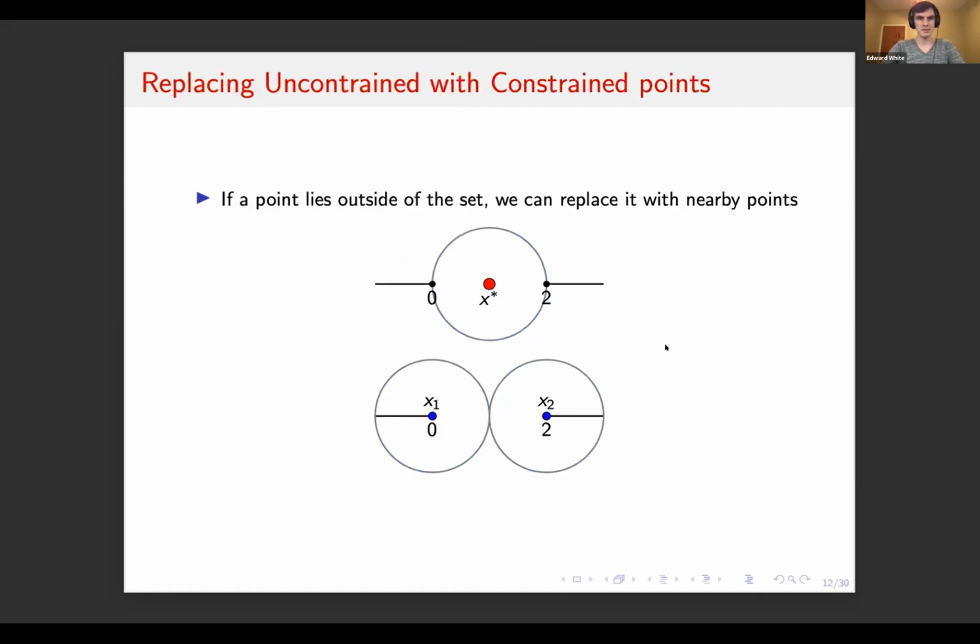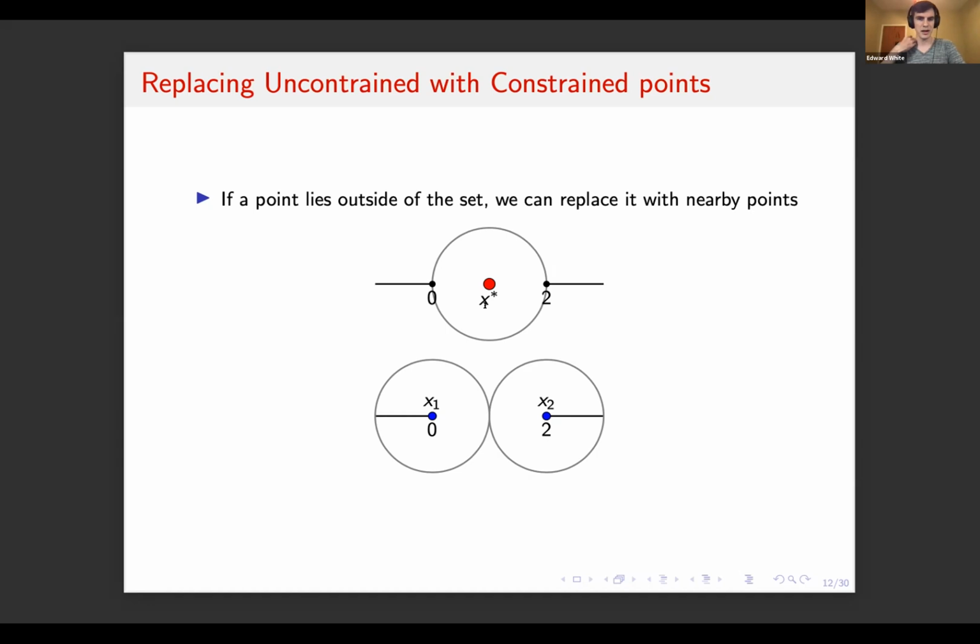And then the second main lemma, which was necessary in order to proceed with the theorem, was to take an unconstrained configuration and replace it with constrained points. In this first image, I have a set, which I haven't shown all of, with points which lead up to 0, then the point at 0, then the point at 2, and then it continues off a little bit to the right of 2. This is a zoomed in picture where I have a particular unconstrained point, xi star, and xi star is lying outside of the set because it's an unconstrained point.